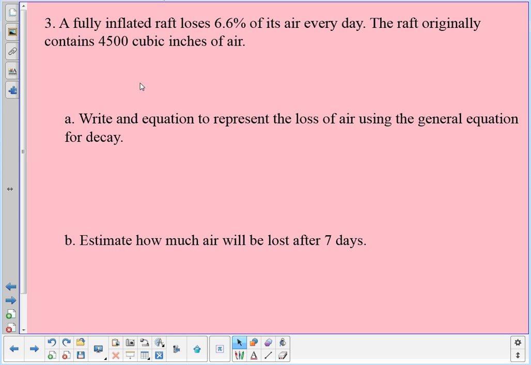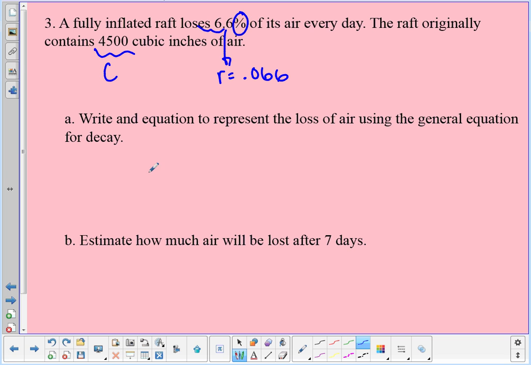So let's go up to our top. This is my starting amount. This is my decay rate, but it's a percent, so I need to go back 2 places. That's 0.066. So if I wrote out an equation, I'd have y equals 4,500 times 1 minus 0.066 raised to the t power.